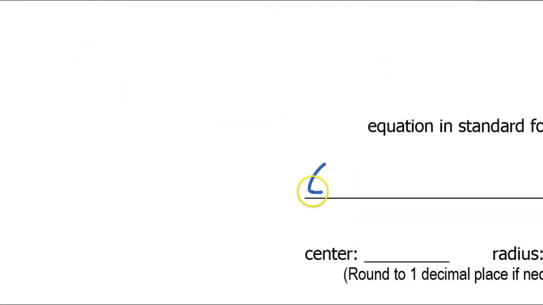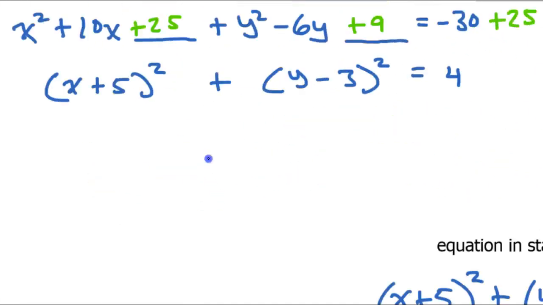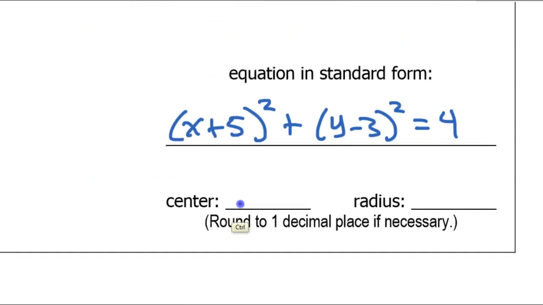So let's see. So I had x plus 5 squared plus y minus 3 squared is equal to 4. Yeah. So that means the center is going to be negative 5 comma positive 3. It's the opposite of this and the opposite of this. The radius is going to be 2. All right, because this is the radius squared, so we take the square root.